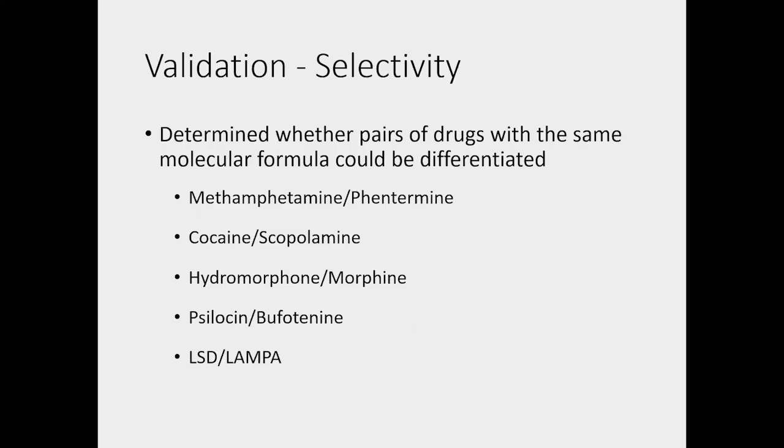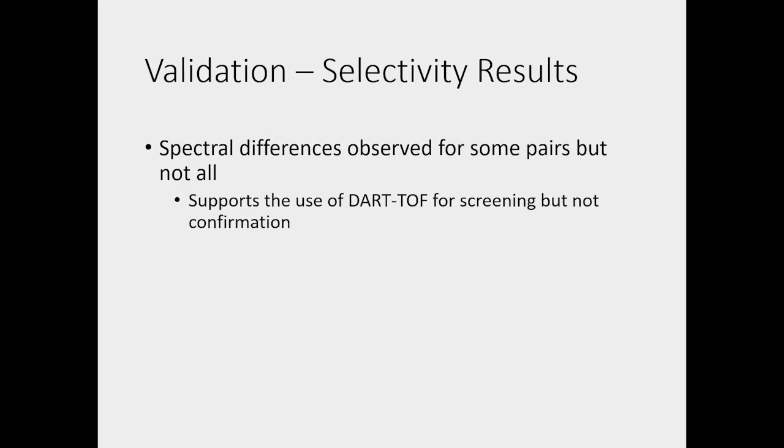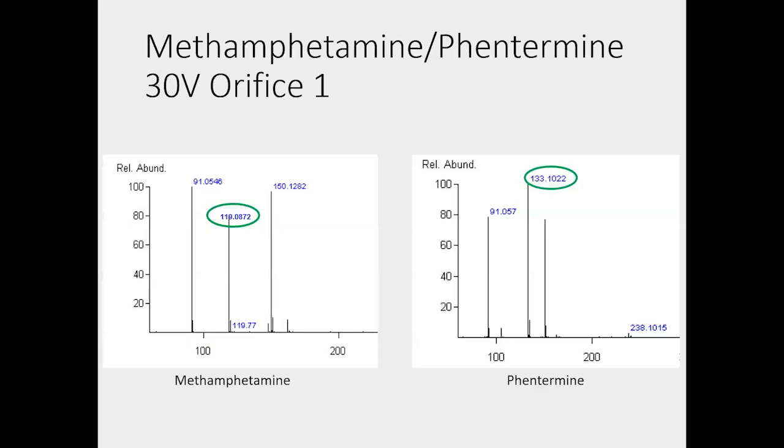For the selectivity study, they looked at 5 different pairs of drugs that had the same molecular formula to determine whether they could be differentiated. They looked at meth versus phentermine, cocaine and scopolamine, hydromorphone and morphine, psilocin and bufotenine, and LSD and LAMPA. For the results of this study, they found that spectral differences were observed for some pairs, but not for all. Again, that really supported the use of DART for screening, but not necessarily for confirmation.